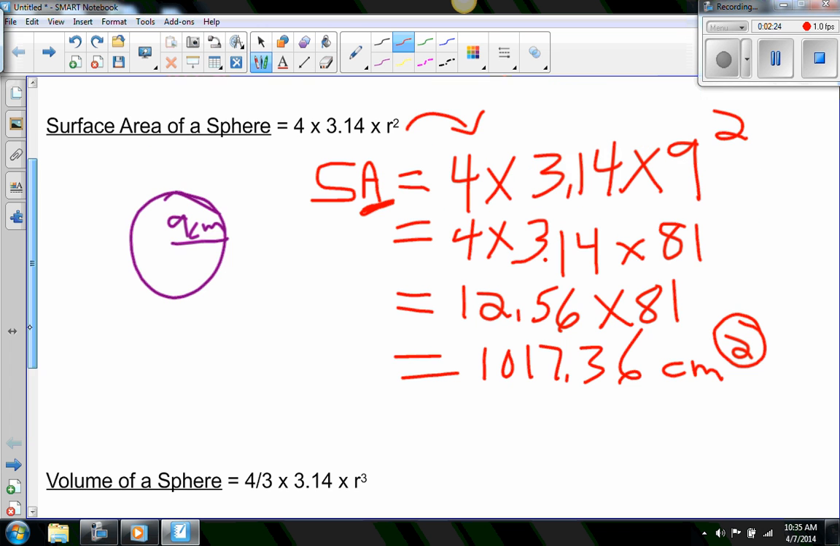Okay, so what did I do? 4 times pi times radius squared. Square the radius, take it times pi, take it times 4. Done. Round it if you have to.